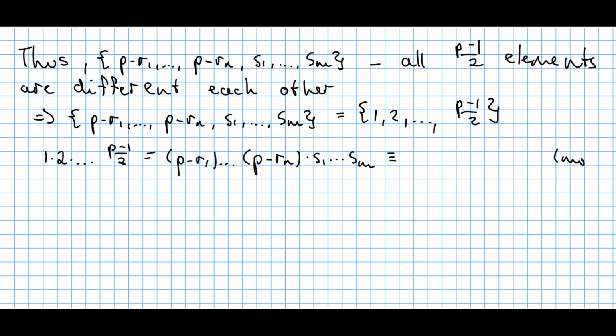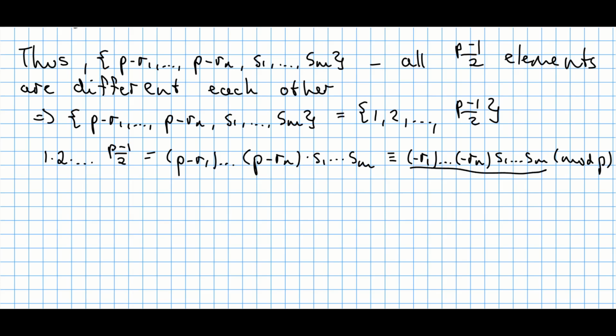So let me just write down modulo p right here, and let's notice that this element p minus r1 is going to be congruent to negative r1, then p minus r2 is congruent to negative r2, and this last bracket p minus rn is congruent to negative rn modulo p. So each bracket will be substituted by negative r1 times negative r2 times negative rn. And then s1 times sm will be the same, because those remainders are between 0 and p/2.